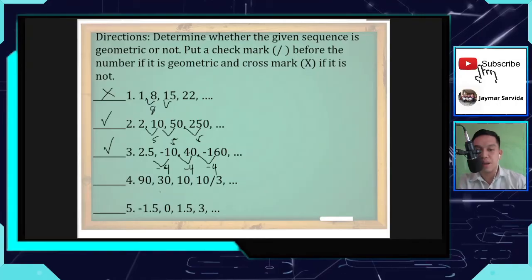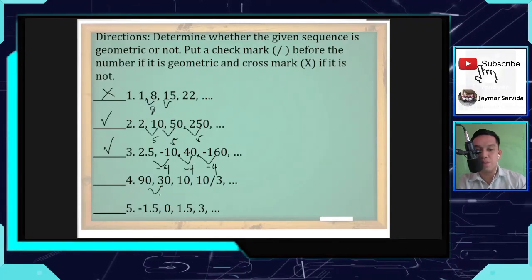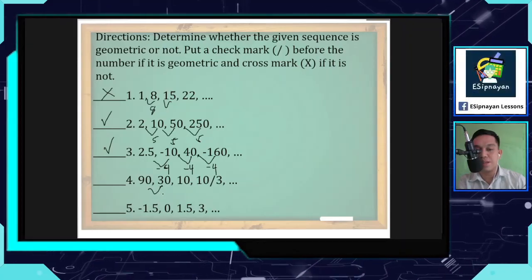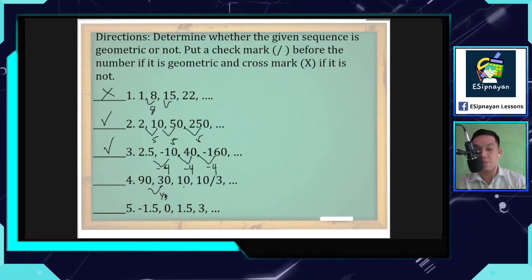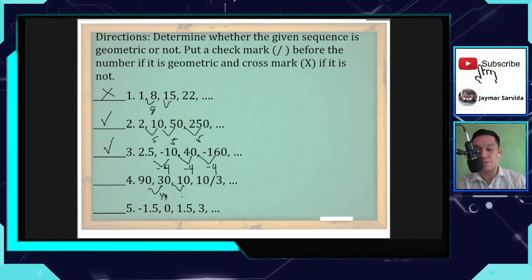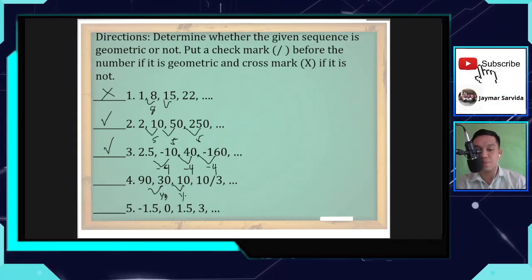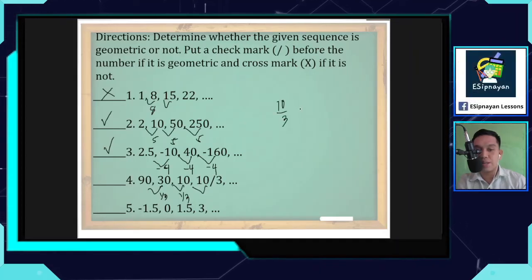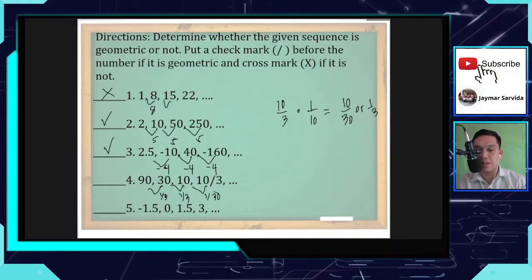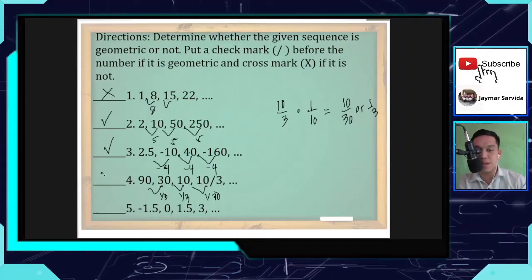Number 4. Okay, so number 4, ito ay 1/3. 30 divided by 90 is 1/3 kapag kukunin mo yung kanyang lowest term. Then 10 divided by 30 is 1/3 also. Then 10 over 3, okay, tingnan natin ha, 10 over 3 times 1 over 10. So that is 10 over 30 and that is equal to 1/3 pa rin. Okay, so ito ay 1/3 pa rin. So therefore, ito ay geometric sequence.